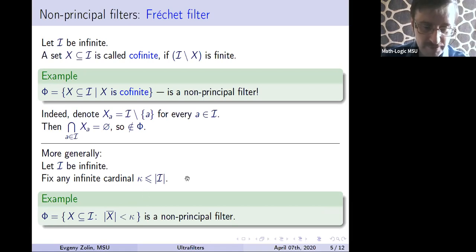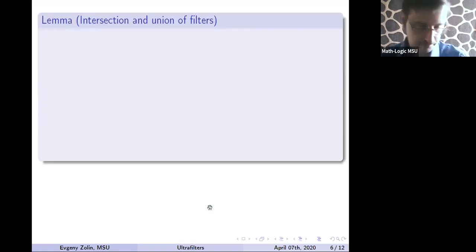Okay, so we have many examples of filters, many examples of principal filters and non-principal filters. We can build filters from other filters using the intersection and union.